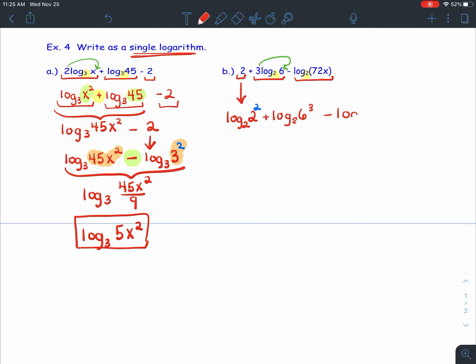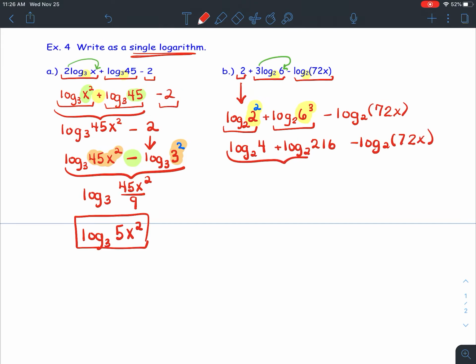Now we have this third logarithm, but I'm not going to do anything with it right now other than write it down. My focus is going to be combining these first 2 logarithms together. Before you combine those, you might want to square the 2 so that this is log base 2 of 4, and cube the 6, so that's log base 2 of 216. It just cleans things up and makes it look a little nicer.